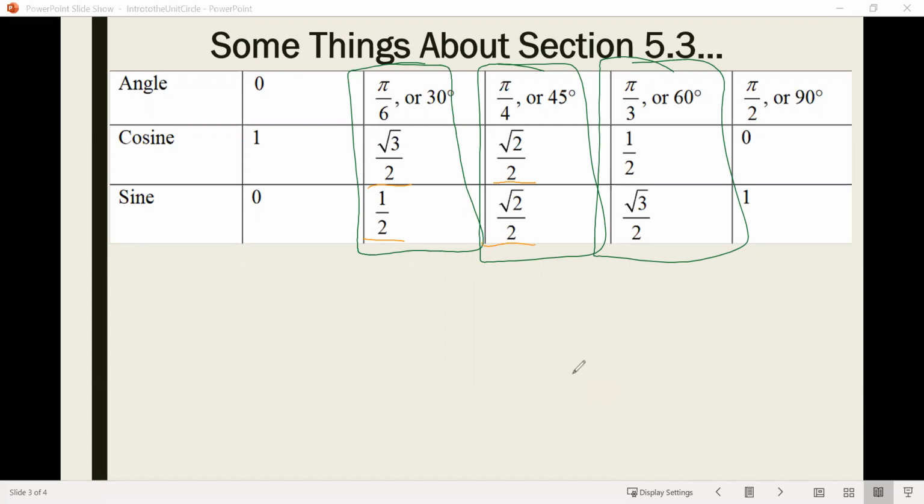And then for pi over 3 or 60 degrees, the cosine is 1/2 and the sine is root 3 over 2. We also have in this table here the cosine and sine for an angle measure of 0 degrees or 0 radians. Those are the same. Or pi over 2 radians or 90 degrees there. Now, you can memorize those from this table, but also as we start to construct the unit circle, I'll show you how you can find them pretty quickly by just looking at the coordinates on the circles.